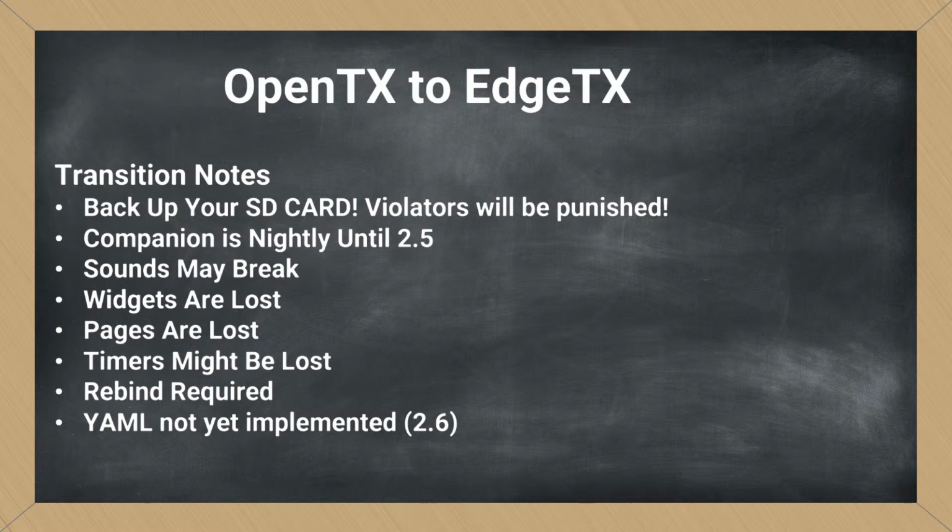Make sure your bind works. I've been using two different radios, so of course my bind breaks. If you're using the same radio, you may be able to keep your bind. Might not have to rebind, rather. YAML is not yet implemented. That will come in 2.6. I know we're all looking forward to that. I know they've started to do some work on YAML, but just keep that in mind that YAML has not been implemented and it will not be in Companion until 2.6.